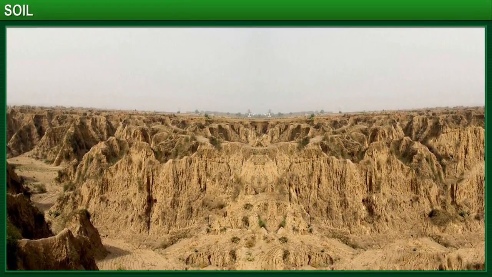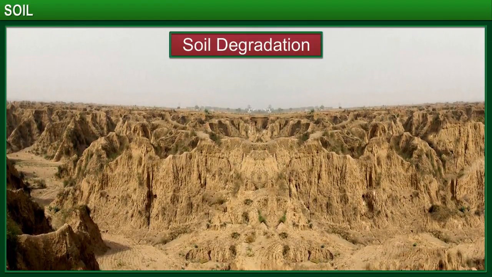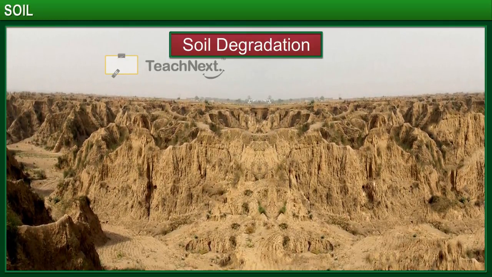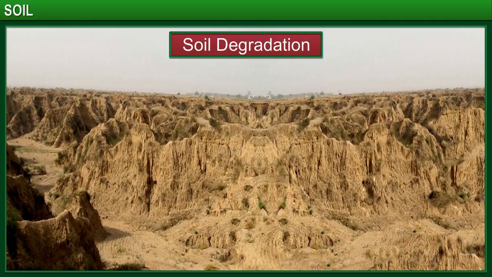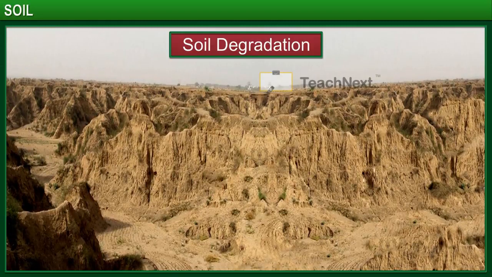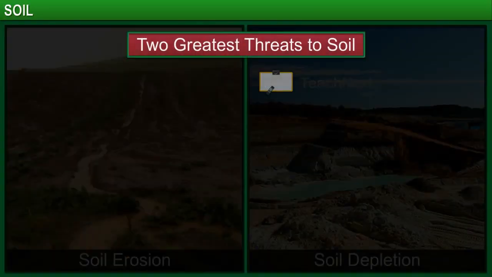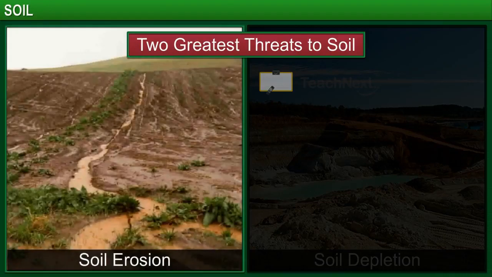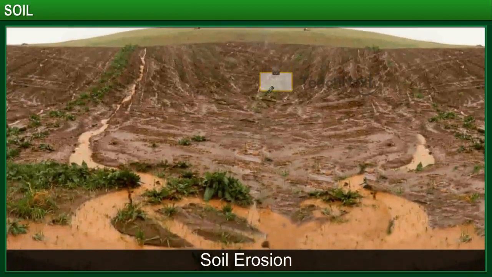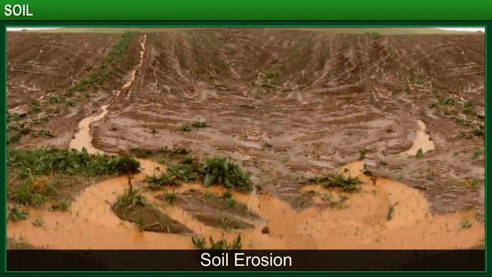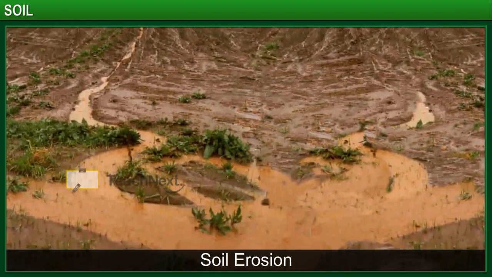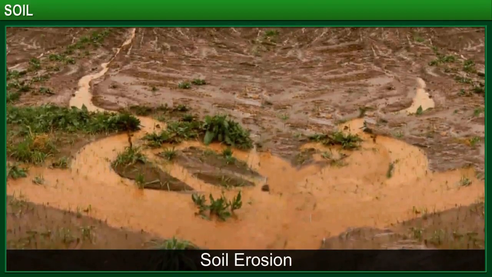Like land degradation, soil degradation is also an area of concern. This degradation is caused by activities of human beings as well as some natural activities. The two greatest threats to soil come from soil erosion and depletion. Soil erosion occurs when soil and rock particles are carried away by wind, water or ice, and deposited in another location.